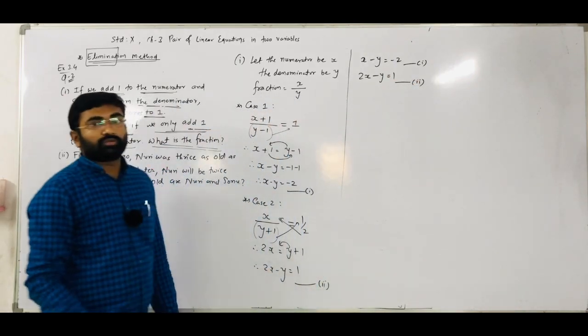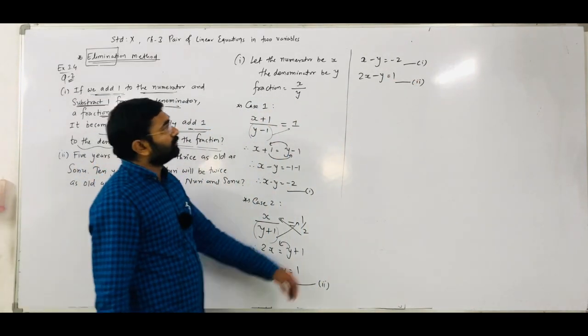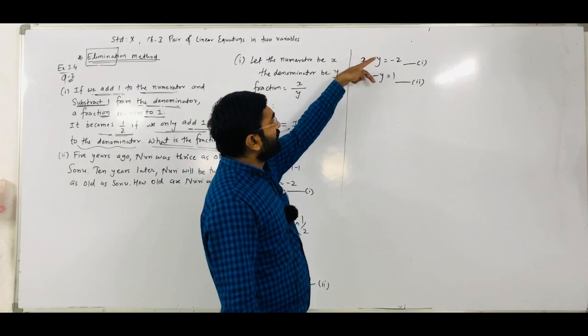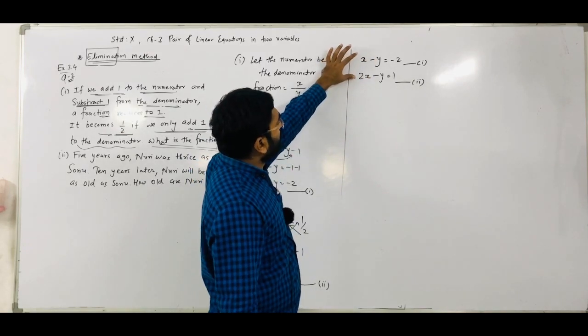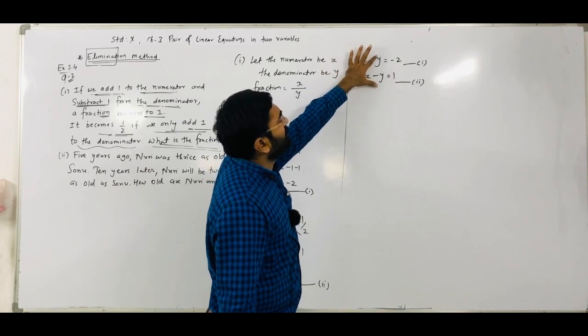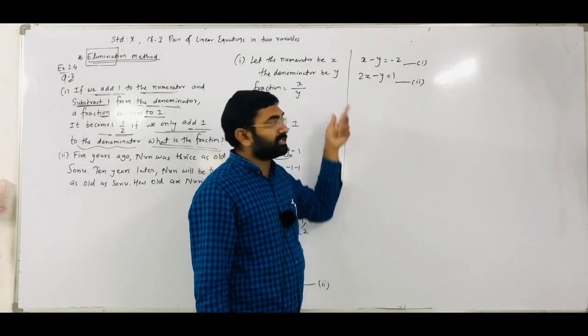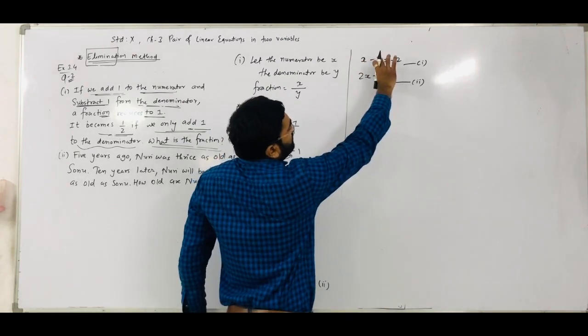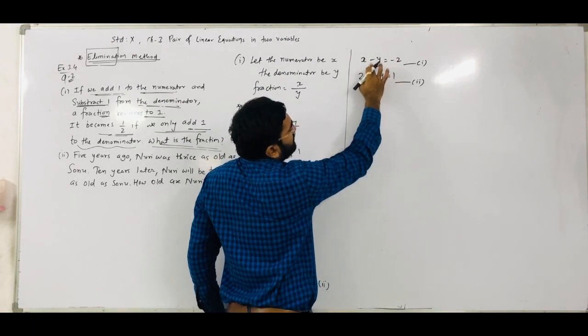Right? So for solving using the elimination method, we have to make the coefficient of any one of the variables the same. So here is a 2x, here is an x. Right? Here is a y, here is a y. So that is already the same. Right? And if you observe the signs of those same terms, they are also the same.